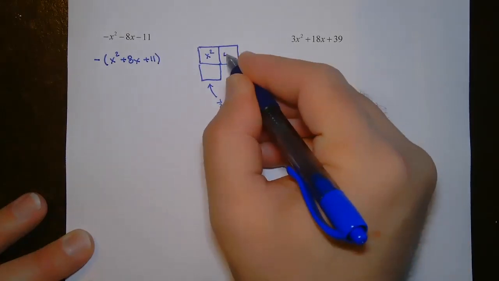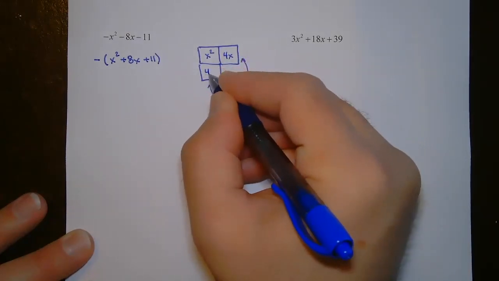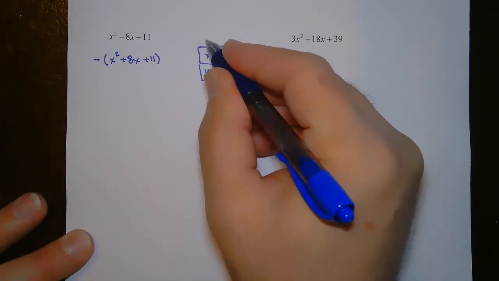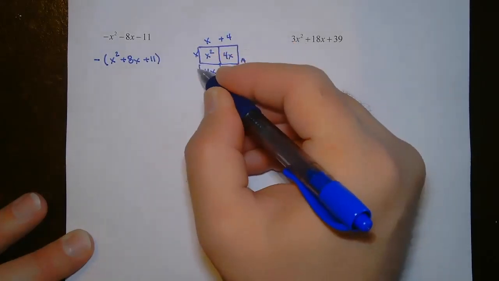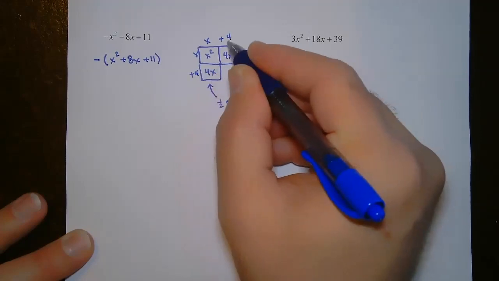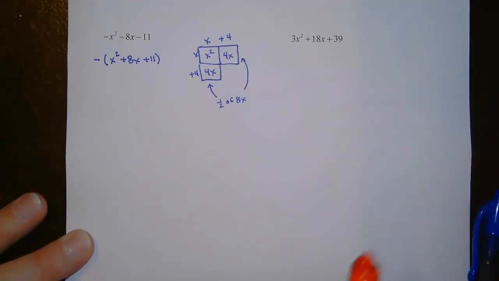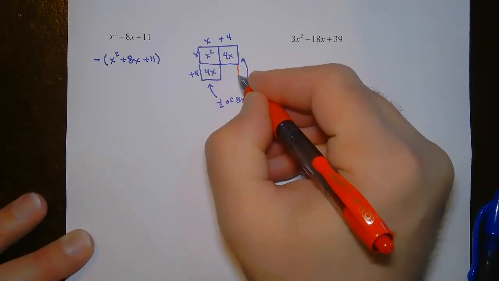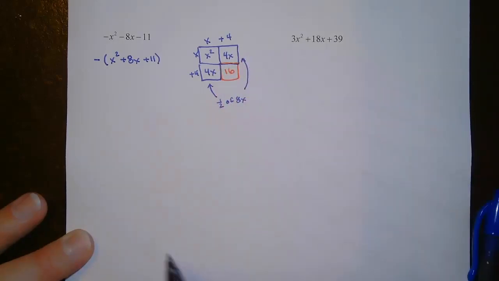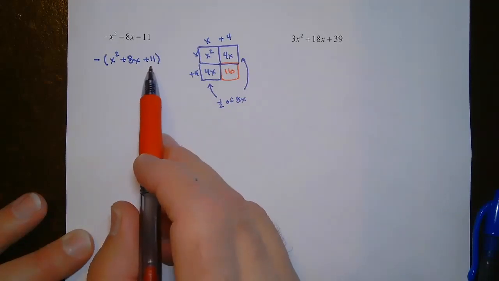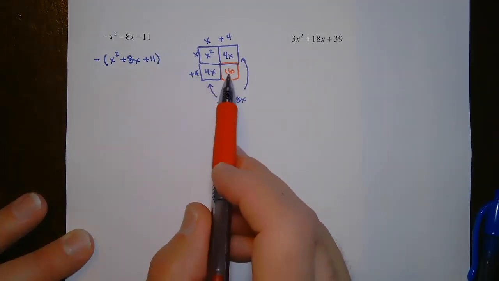So this would be 4x, and this would be 4x, okay? And then factoring this would be x plus 4, and this would be x plus 4. And 4 times 4 is 16. And that's the piece that's missing right here, right? That's 16. Okay, so I need to break this 11 up into, and I need 16, right?